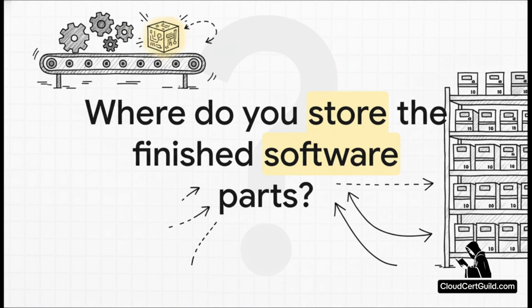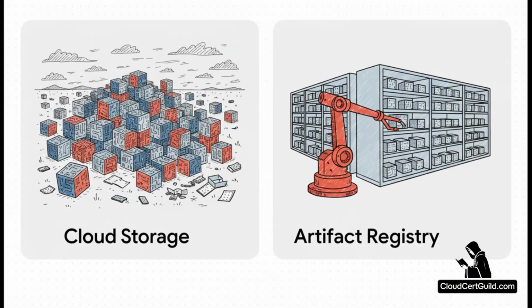Okay, so our assembly line just cranked out a brand new, shiny software component, our artifact. We can't just leave it lying around on the factory floor. We need a safe, organized place to store it before it's ready to be shipped. So where does the warehouse fit into our factory? Well, you could just toss all your finished parts into a generic storage bucket, something like cloud storage. But that's kind of like piling everything up in a big open field. I mean, it works, but it gets messy fast.